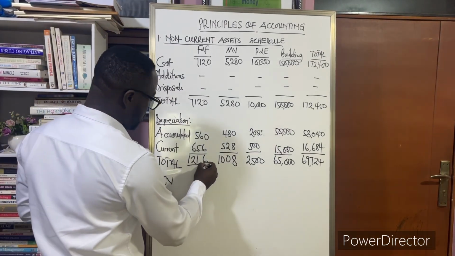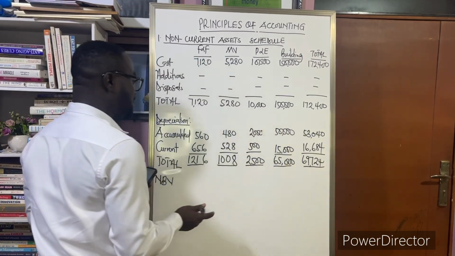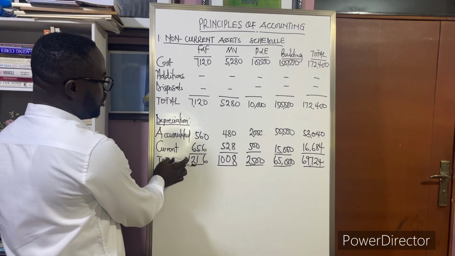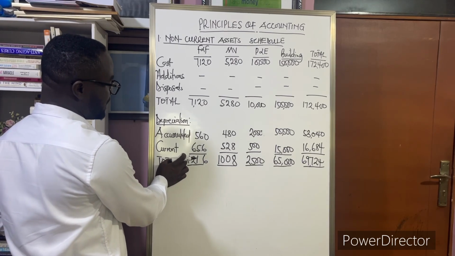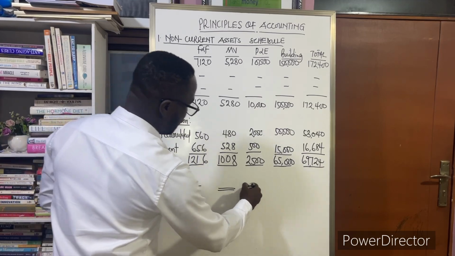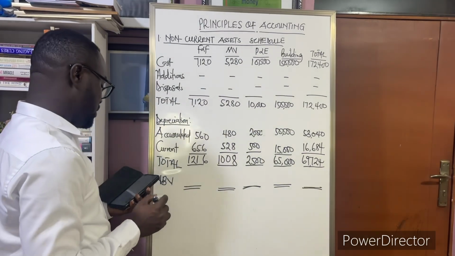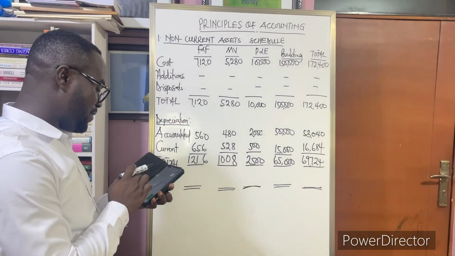So what shall we do? I want to underline this one for you to know that this is different. We are going to deduct this total depreciation from the total cost. That will give us our various net book values. Then we are done for the non-current assets level. So let's take our calculators again.